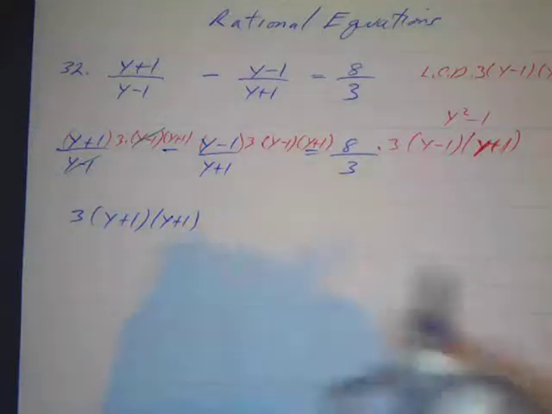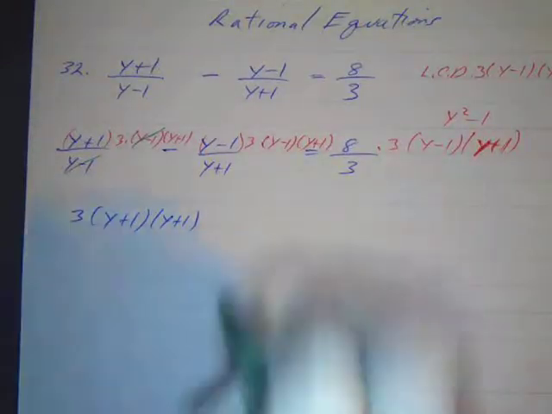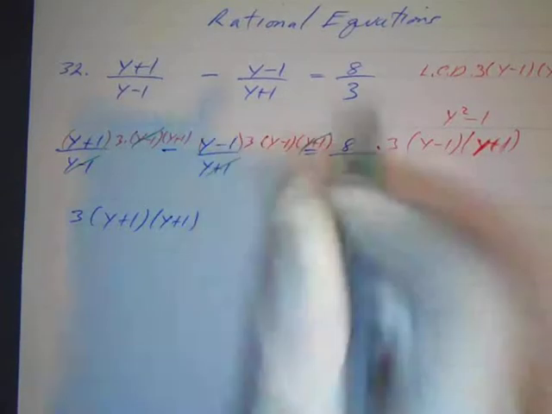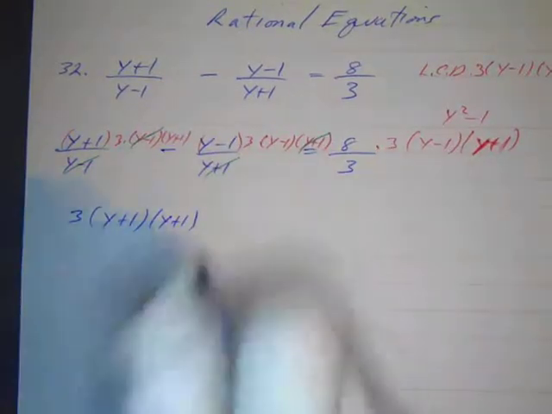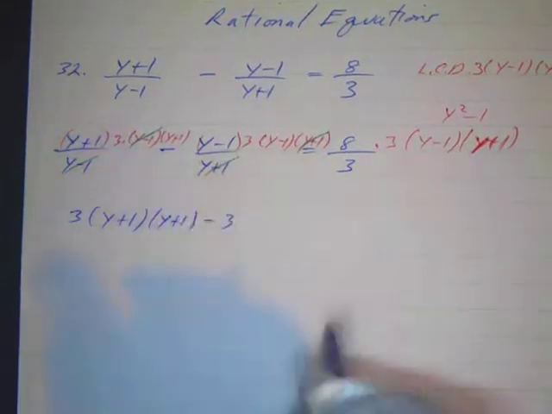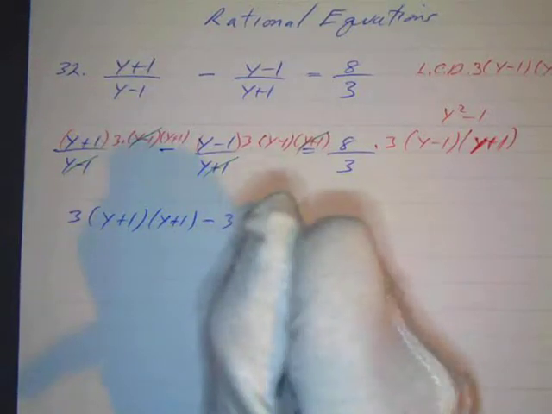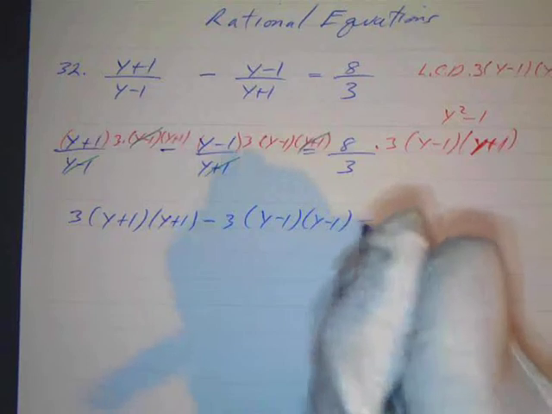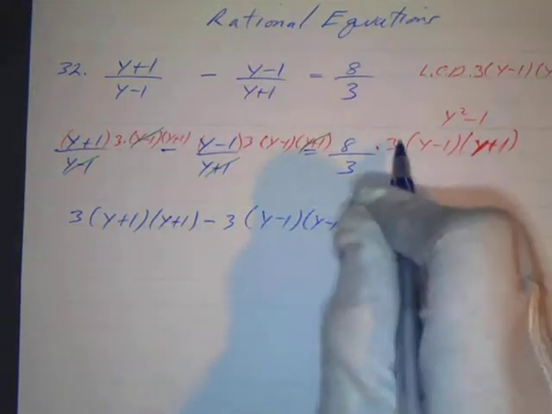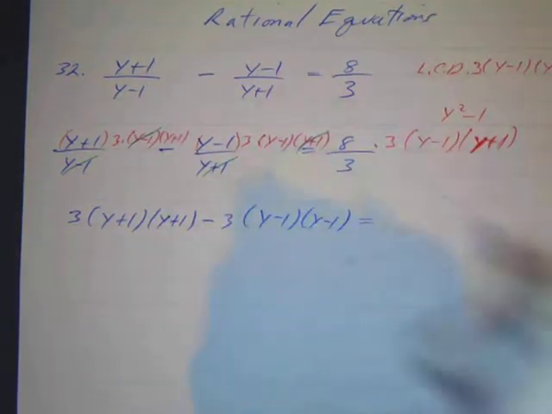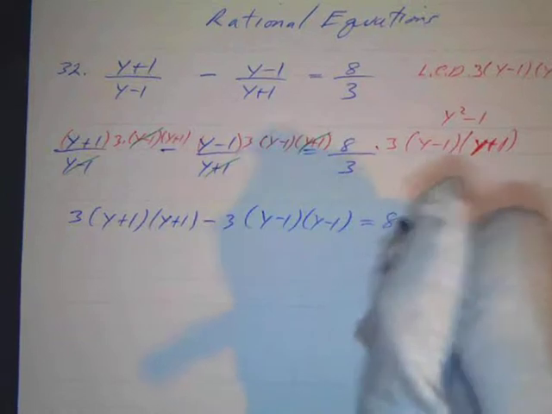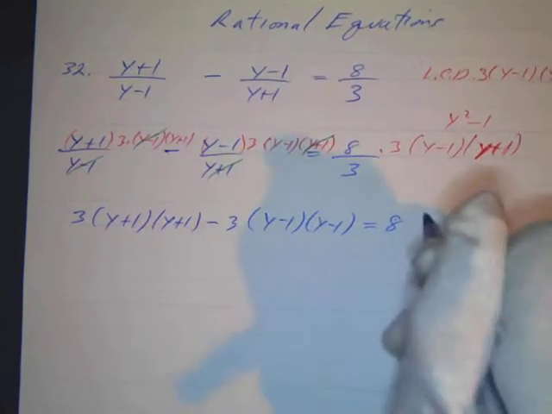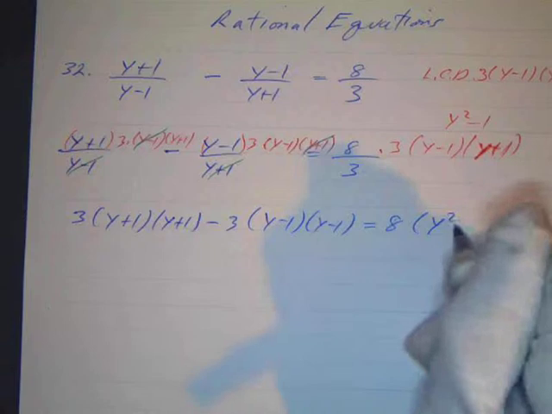Okay, on the right, these y plus 1s become 1, so I've got minus 3 times y minus 1 times y minus 1. And that equals, and then over here, 3 over 3 is 1, so I've got 8 times, and I'll just use the y squared minus 1. It's the same thing.